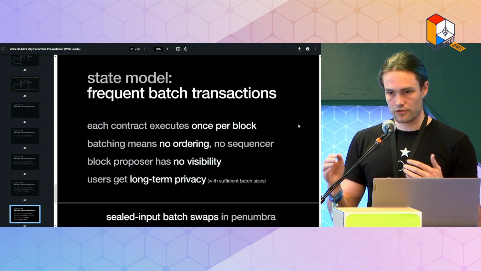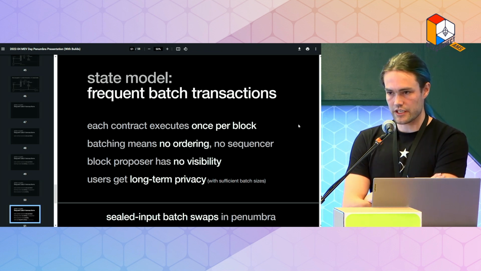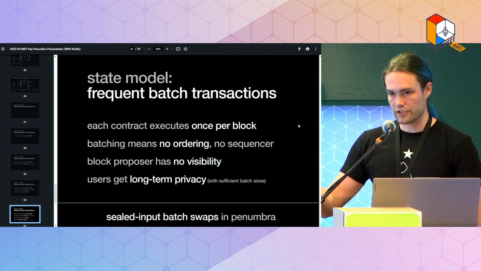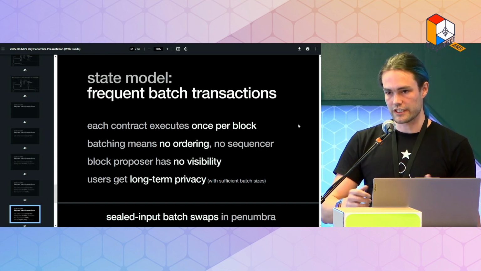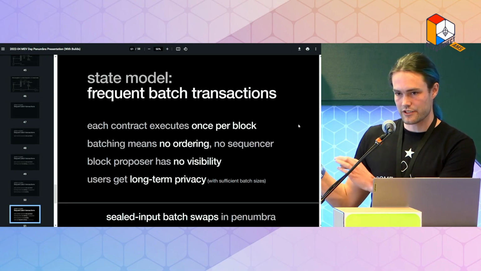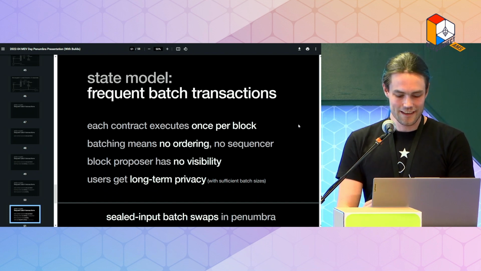And so the users are also going to be able to get some long-term privacy, unlike a kind of commit and reveal scheme for, well, we'll just encrypt all the transactions individually and then decrypt them so we can execute them, assuming that you have some sufficient batch sizes. But that's an inherent problem, so it's in a small text.